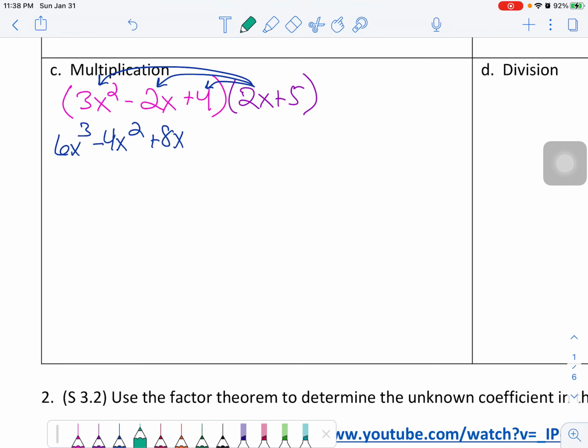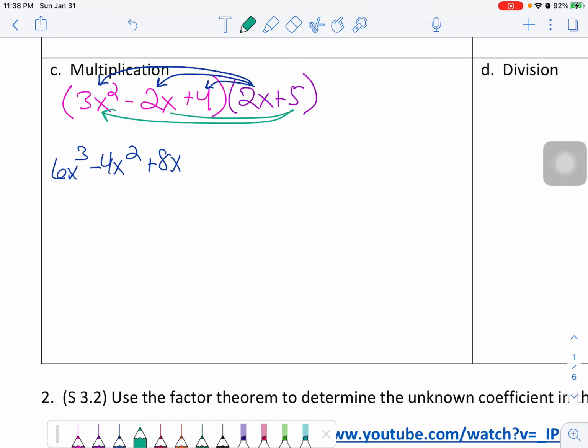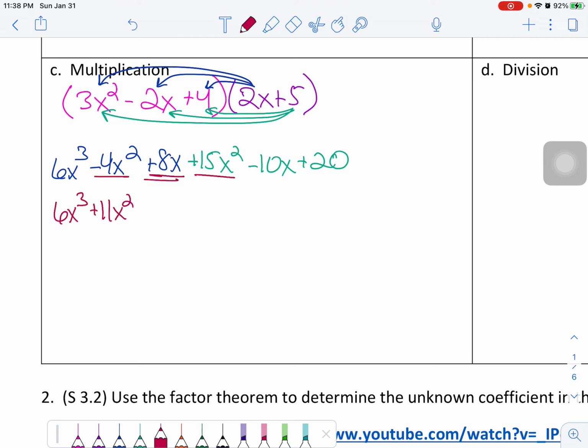And then separately, I'm going to do the exact same thing with this positive 5. I'm going to slide this down just a touch. There we go. So multiply here, here, and here. All right, so plus 15x squared minus 10x plus 20. Let me do a little combining of like terms. So 6x cubed plus 11x squared minus 2x and then plus 20.